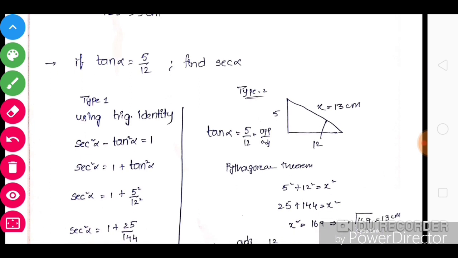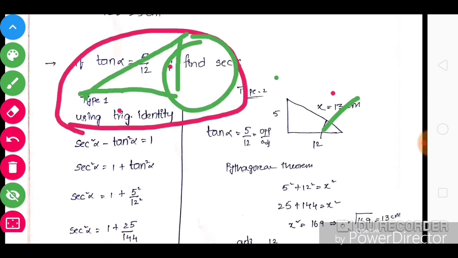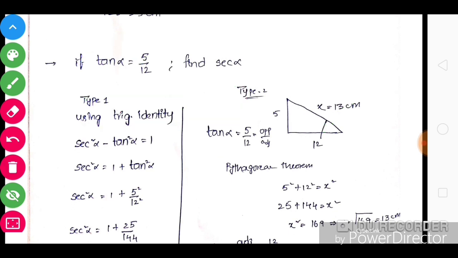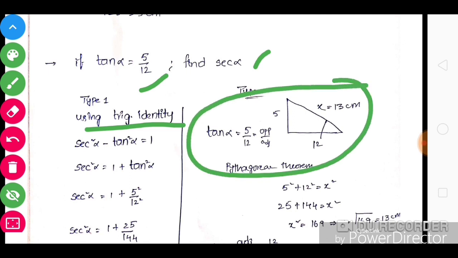Now see the next question. Here tan alpha is equal to 5 by 12 and find secant alpha. This question you can do in two ways. Number one, using a trigonometric identity, secant square alpha minus tan square alpha is equal to 1. Number two, by using a right triangle. This right triangle method is quite commonly used by all the students. I will explain the type 2 method first. Type 2 is using a right triangle.